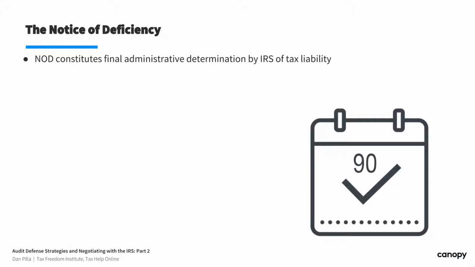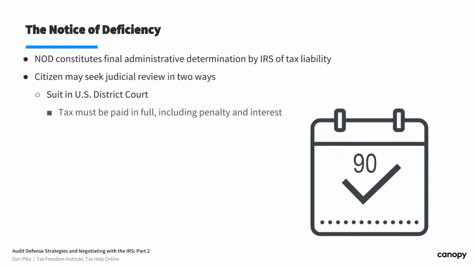All right, once the IRS makes its final administrative determination with the notice of deficiency, the citizen has the right to seek judicial review of that determination. And this is done in two ways. The first way could be a lawsuit in the United States District Court. But in order to get into the district court, the tax has to be paid in full, including all the penalties and interest. Then the citizen has to file a claim for refund with the IRS.